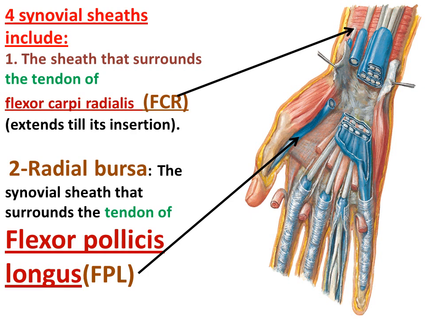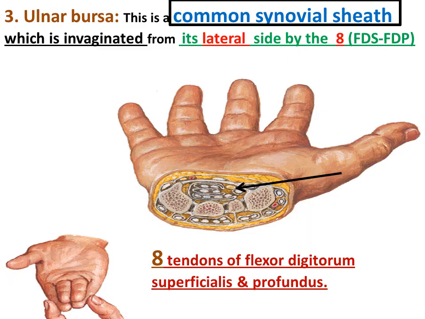Up till now we have 3 bursas. Number 1, bursa or synovial sheath, which covers the flexor carpi radialis, radial bursa, which surrounds the flexor pollicis longus, ulnar bursa, which surrounds the remaining 4 tendons of flexor digitorum superficialis and 4 tendons of flexor digitorum profundus, and has a medial prolongation along the little finger, surrounds the tendon of the little finger. This is the third bursa, which is known also as a common synovial sheath.